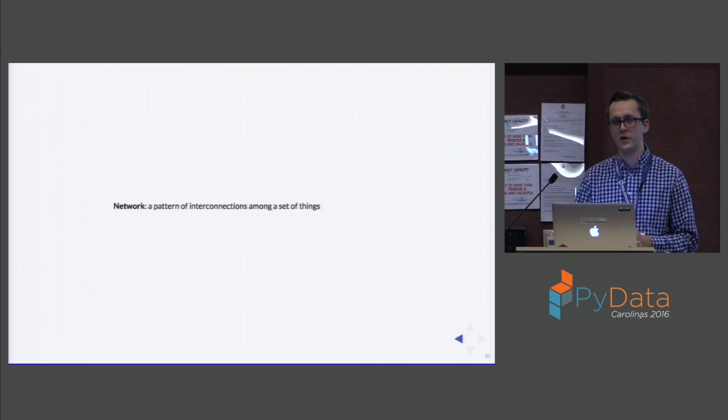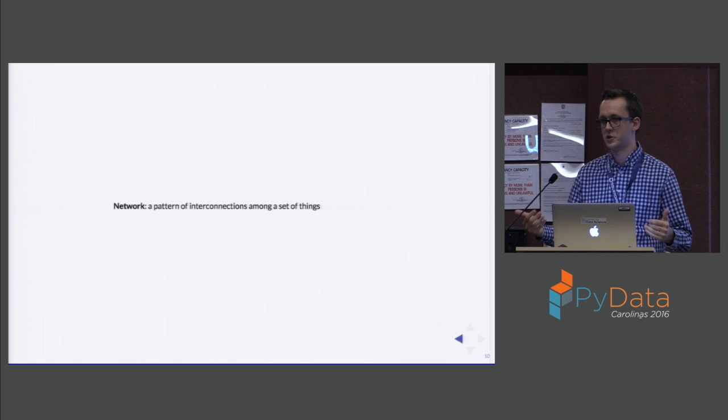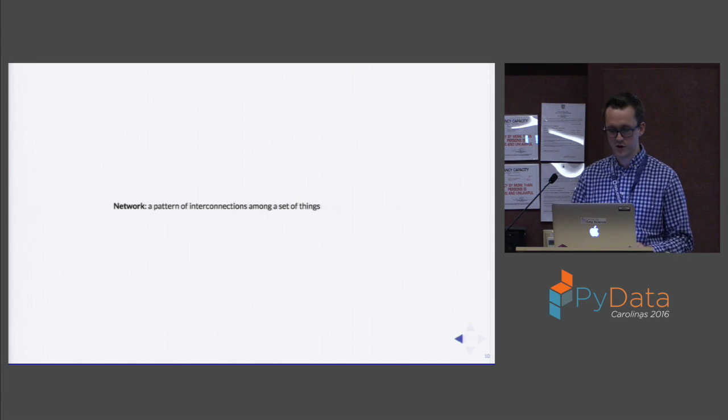And again, I really just want to hit home that a network is really just whenever you have a set of objects and relationships. It doesn't have to be people. It can be anything that you can conceive of within that structure.